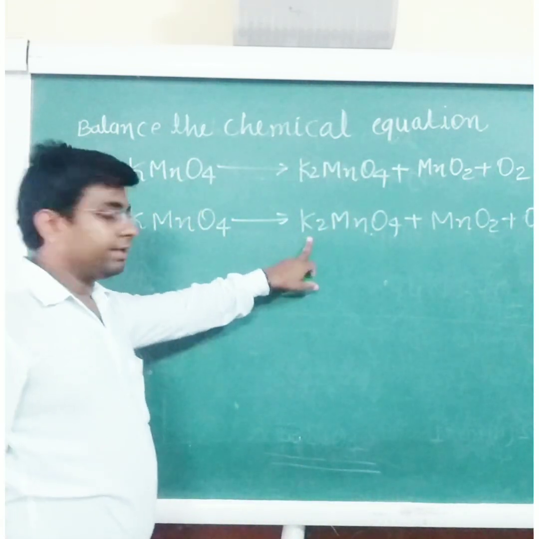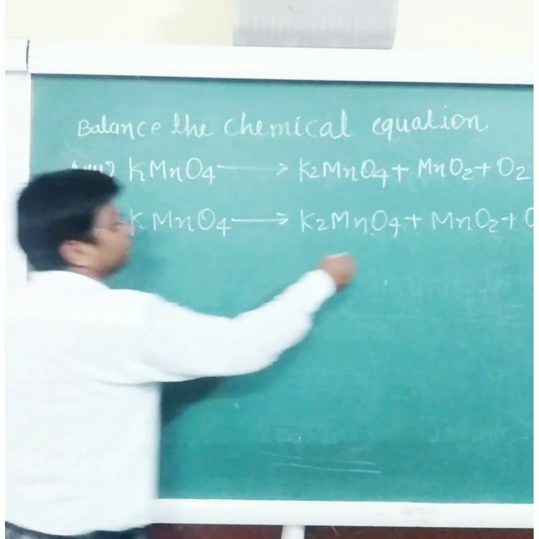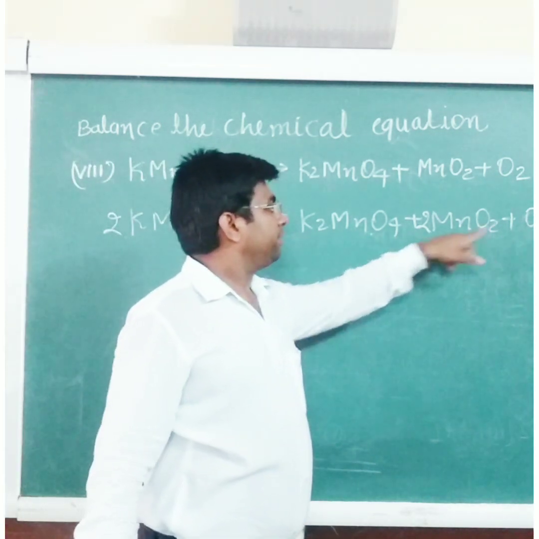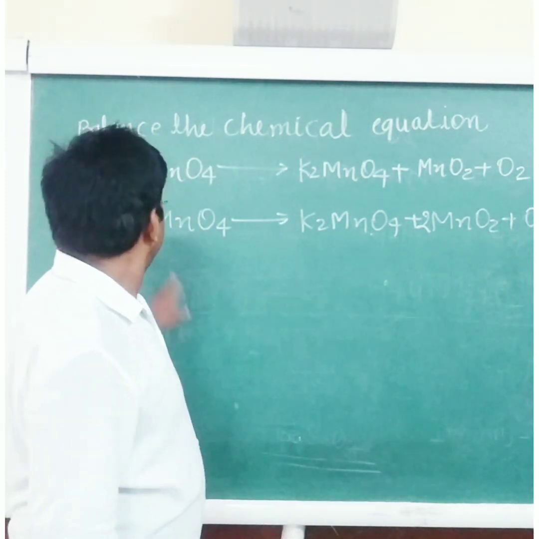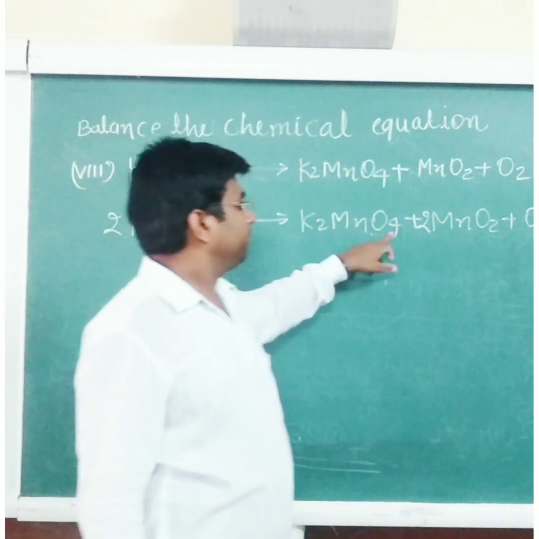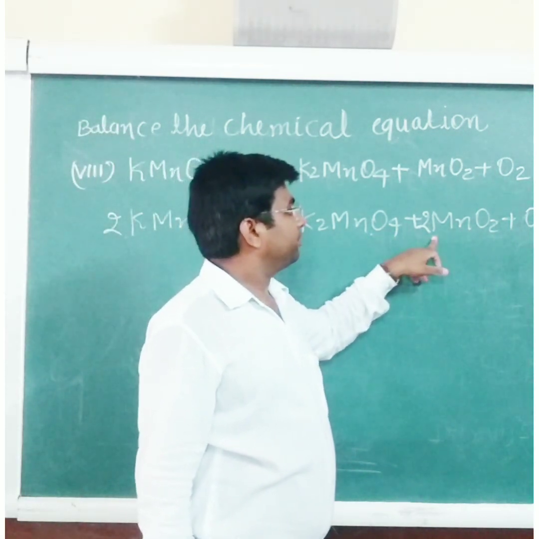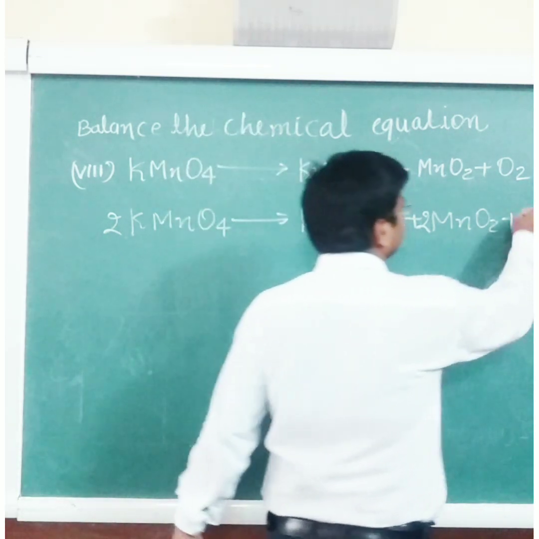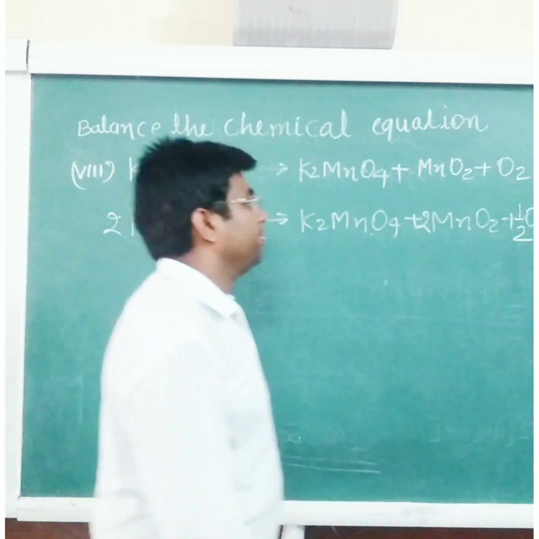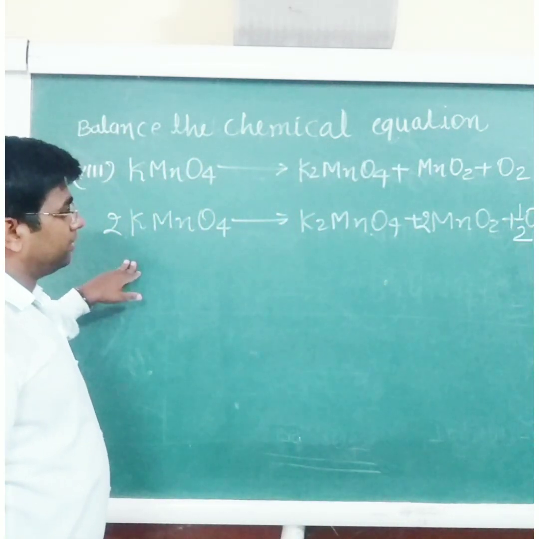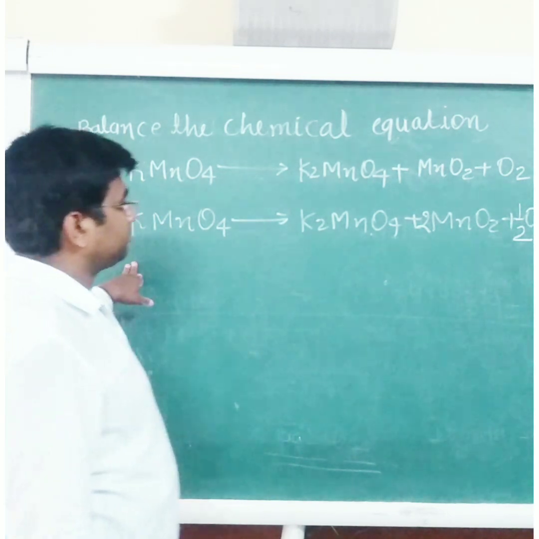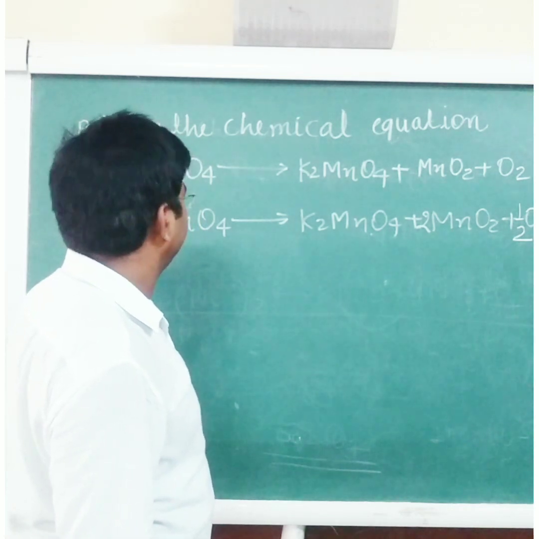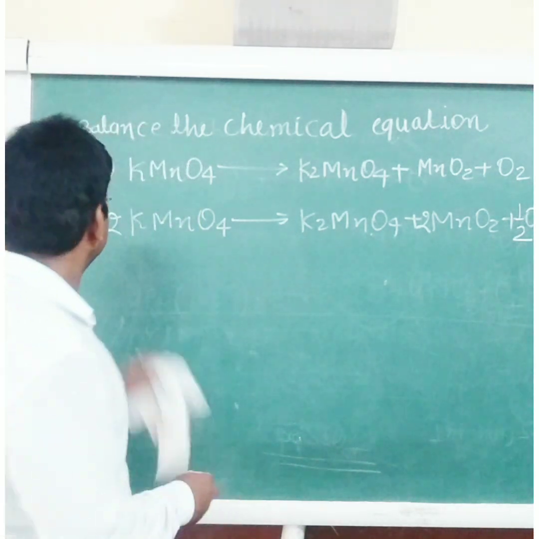There are 2K, there is 1 multiplied by 2. There are 2 Mn. So the oxygen will be 8, 4. Now the number of oxygen goes to 8. Okay, so everything is balanced. Okay, this is not much clear.